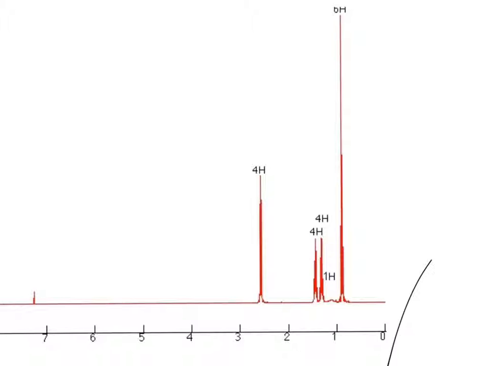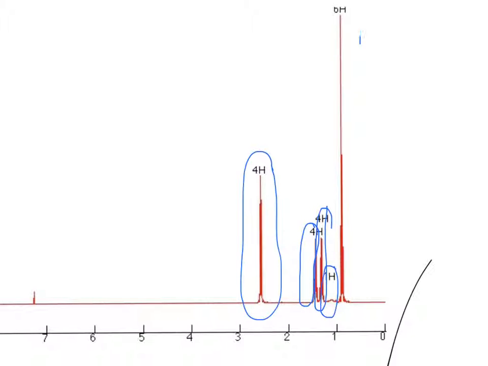Now the numbers above each signal tell us how many protons are going to be in that type. So starting right here, in this type of proton, there's going to be 4 of the same type. And the same goes for this one. There's going to be 4 of that type of proton, 4 of that type of proton, 1 of that type of proton, and 6 of this type of proton.